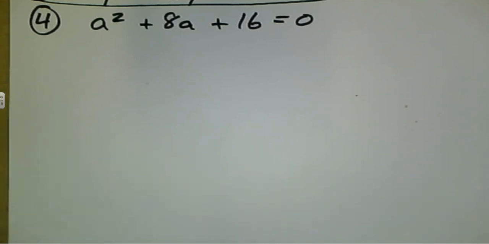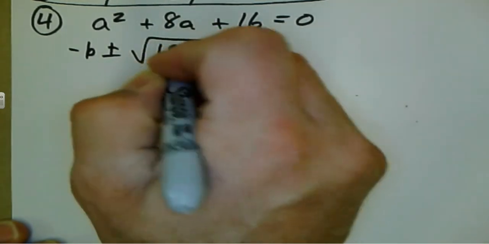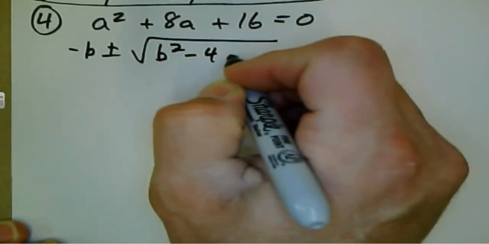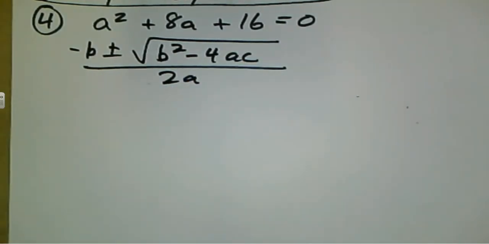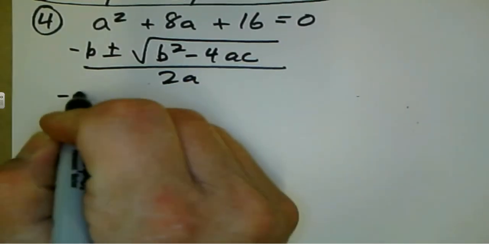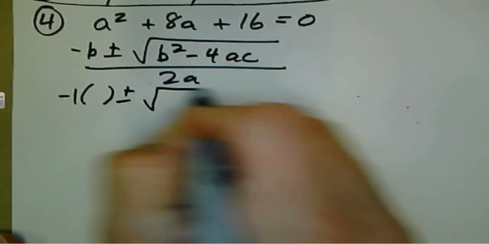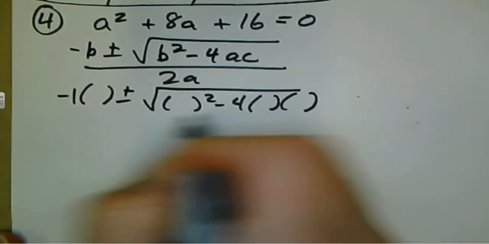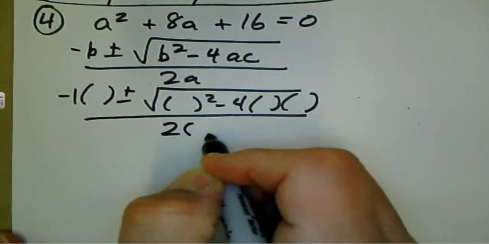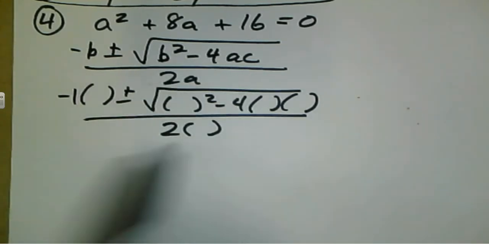So I'm going to use the quadratic formula. Negative b plus or minus the square root of b squared minus 4 times a times c all over 2 times a. What does that translate to? Well, that's all I did. Took the letters out and put in parentheses.